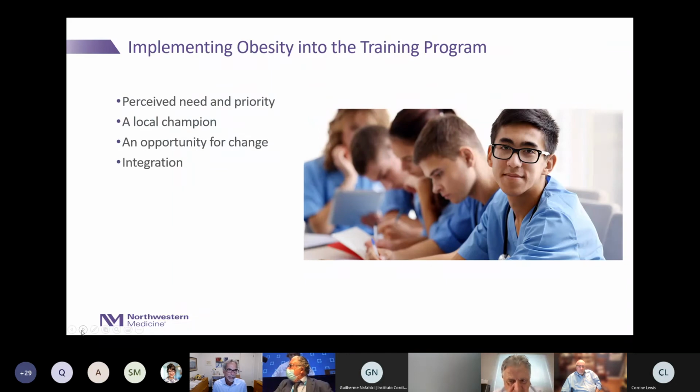And I wanted to turn now, towards the end here, to implementing obesity training programs. I think there are 4 criteria that you have to meet in order to integrate it successfully. There has to be a perceived need and priority. I've already shown you that the perceived need and priority is not as great as I would like it to be, at least in medical schools and in internal medicine residencies in the United States. Maybe different in Europe, but in the United States, it's not quite as high as I'd like it to be. You do need a local champion in order to promote it, as well as to teach it. You need opportunity for change. I'm going to talk about that in just a moment. And then you want to integrate it. Those are, I think, 4 key principles for obesity care. Next slide, please.